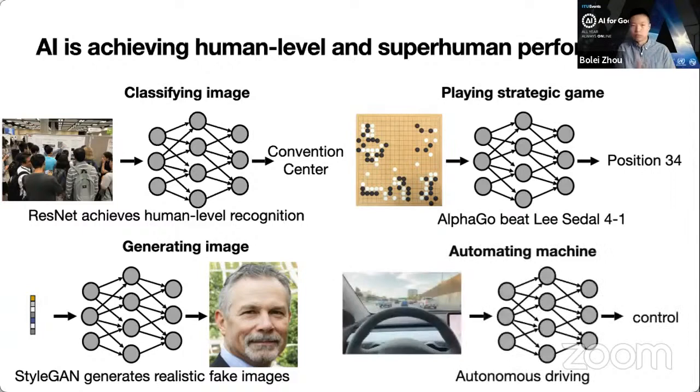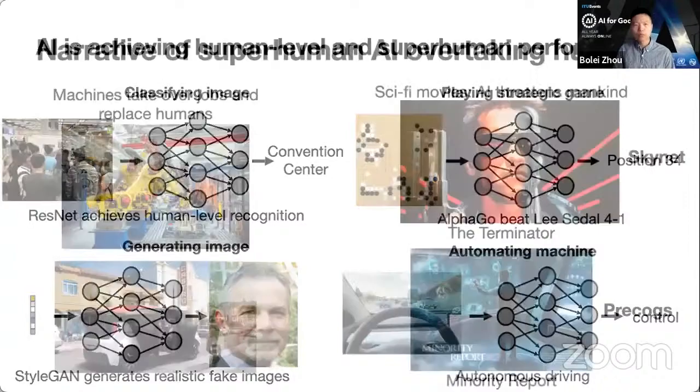And also the machines are automating vehicles. We have autonomous driving that can deliver human passengers to their destinations. Those results are very impressive, and we also have these headline-making superhuman performances. So we are really impressed by the performance of AI models.